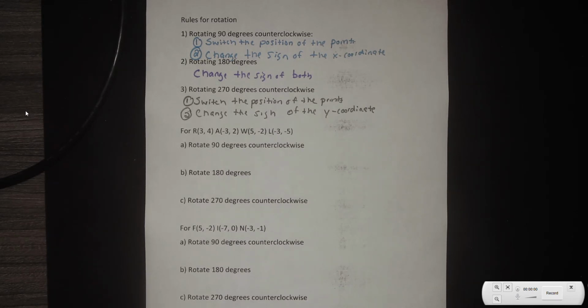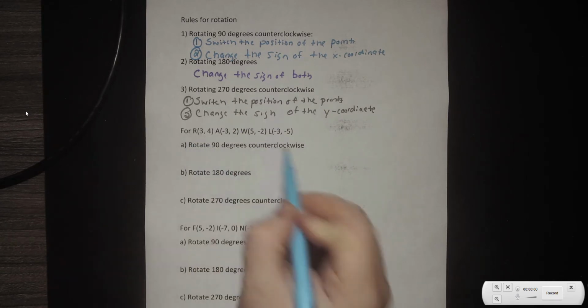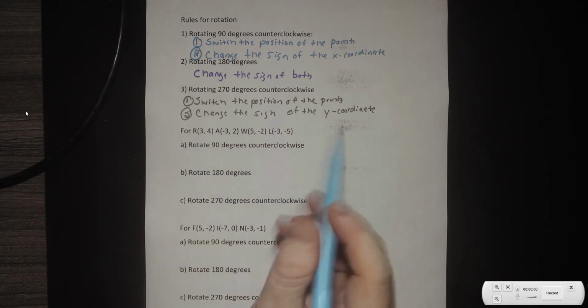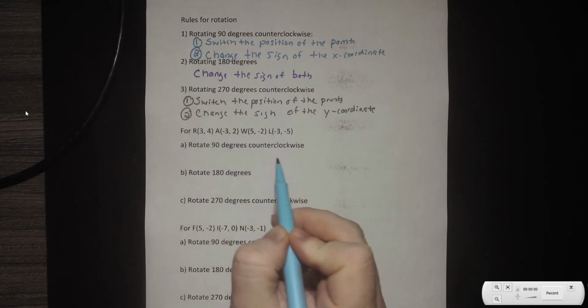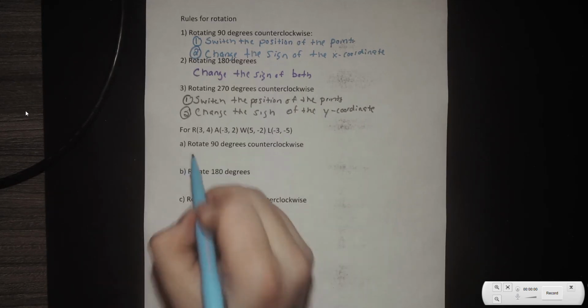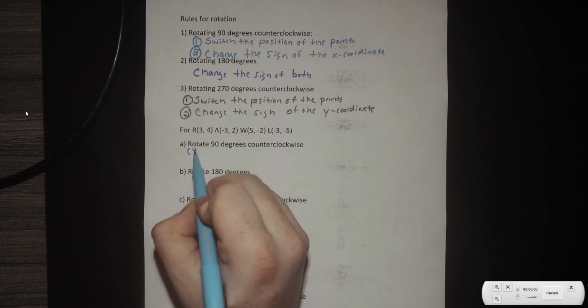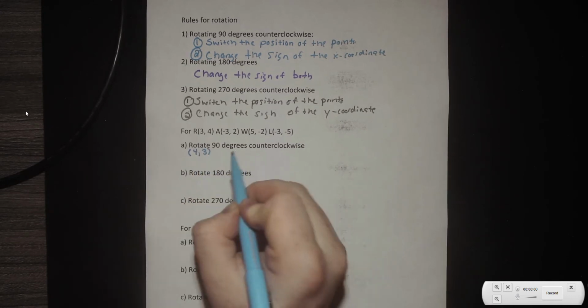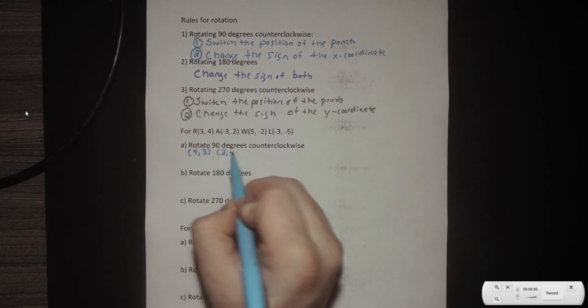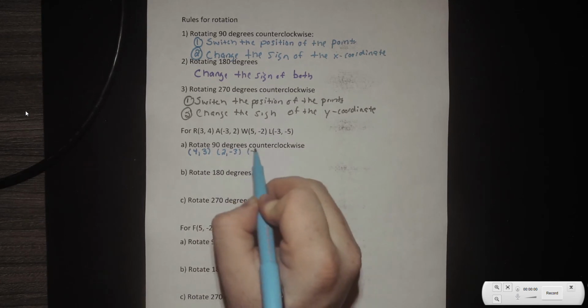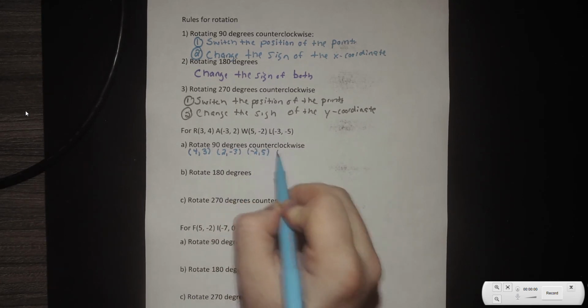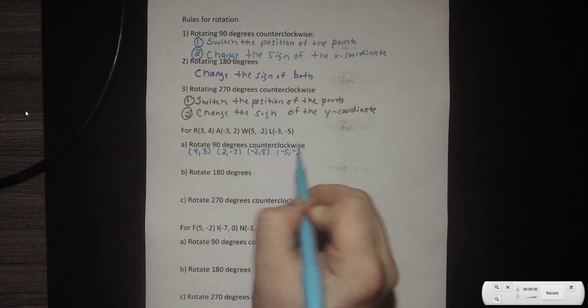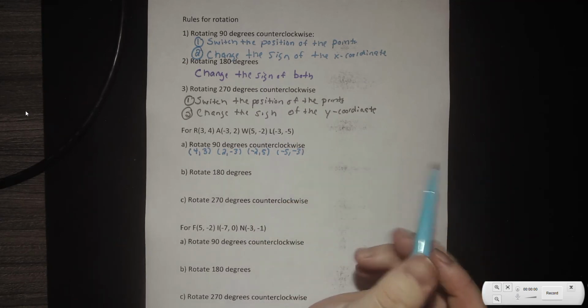Okay. So let's see some practice. So for R, A, W, and L, let's rotate them 90 degrees counterclockwise. So if I do that, first thing I'm going to do is switch positions of the points. So we get (4, 3), (2, -3), (-2, 5), (-5, -3).